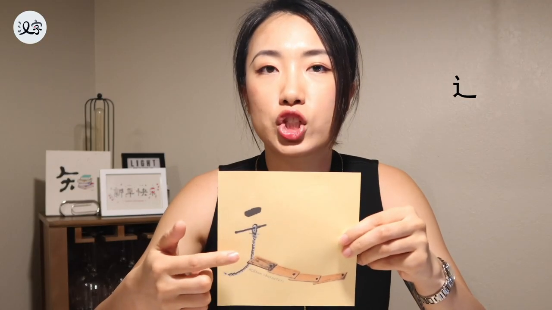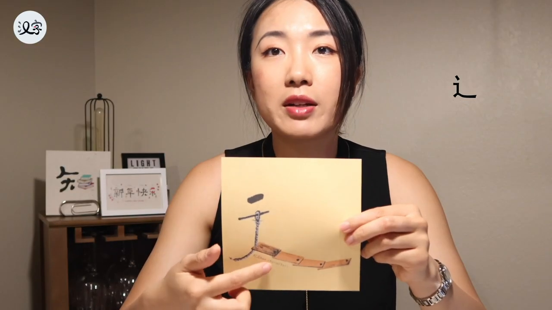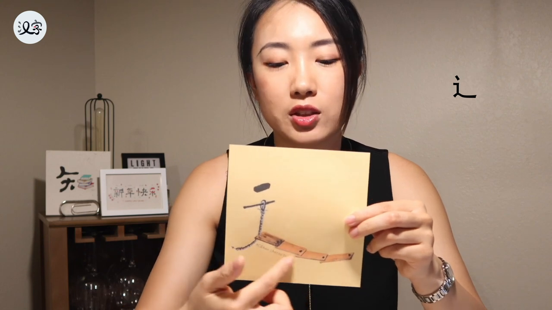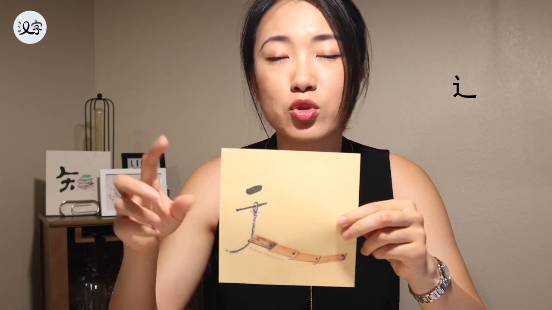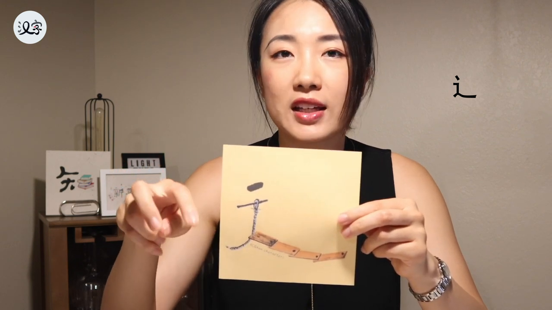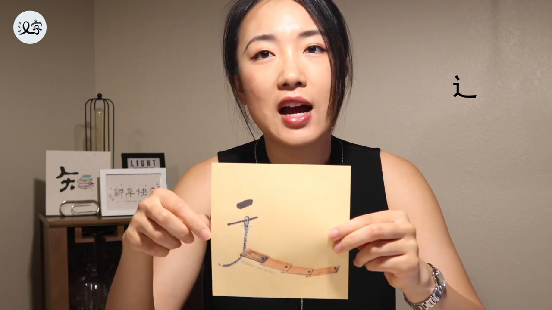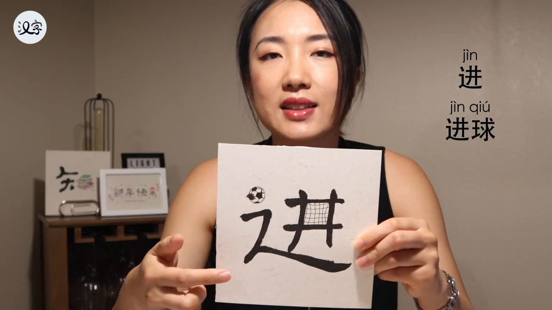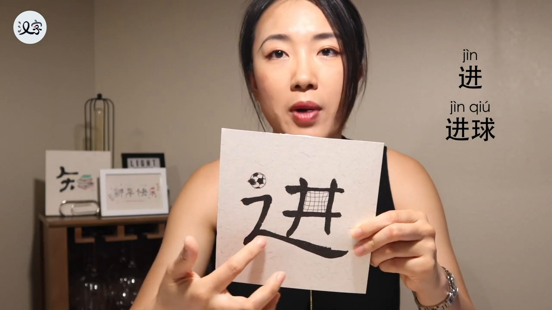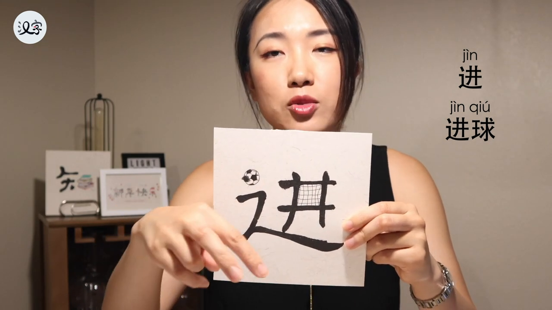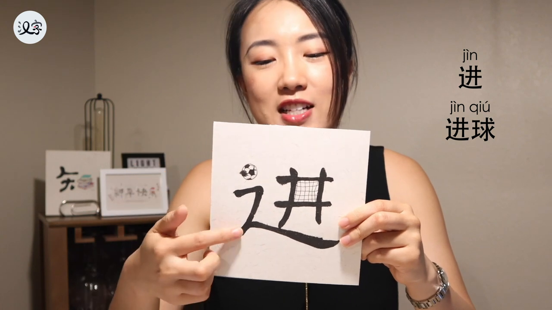Radical 走之旁. So here, imagine it as a little bridge for you to walk through. So characters with 走之旁 are usually leg movement related: walking, moving, etc. Character 进, to enter. So 走之旁 is leg movement, moving, walking related.